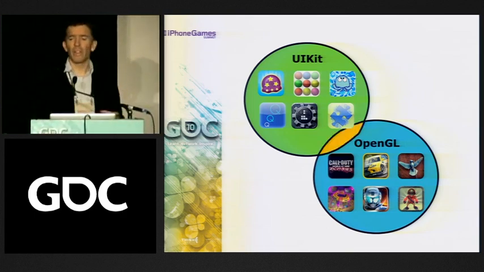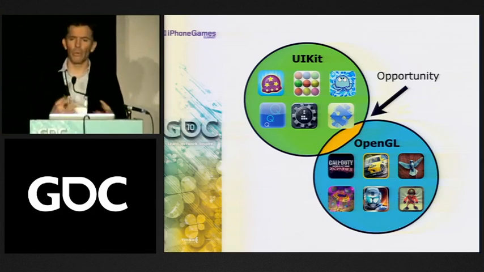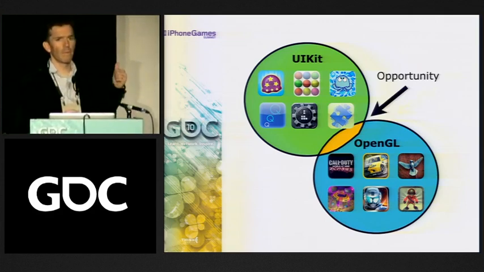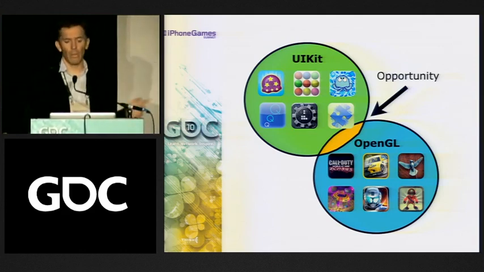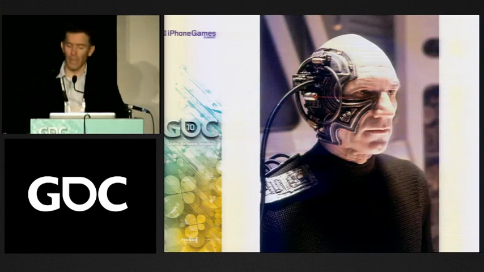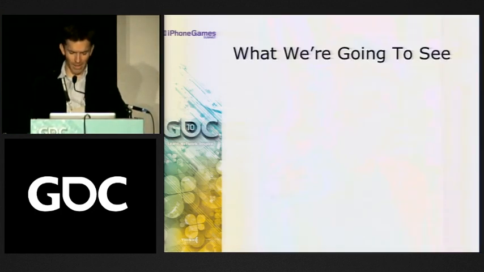So what I'm addressing here is the middle. In the middle, I really think there's an opportunity to make games that give you the fast development time and the great tools that you can use with UIKit and combine them with the performance of OpenGL. And if you do that, you can really get the best of both worlds. And if you don't get that, you need to go back and watch some Star Trek.